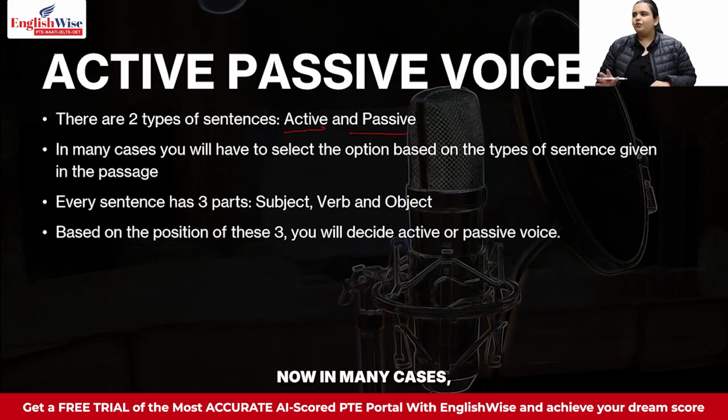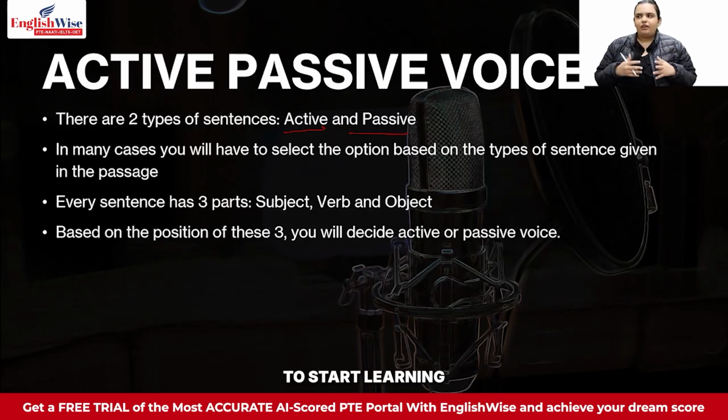Now, in many cases, you will have to select the options based on the type of sentence given in the passage, okay? So, if the sentence is active voice, there will be a different set of options. If the sentence is passive voice, there will be a different set of answers. So, based on active or passive voice of the sentence, you will be deciding your answers over there.